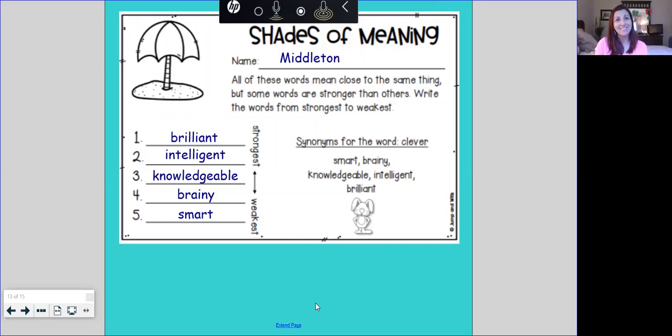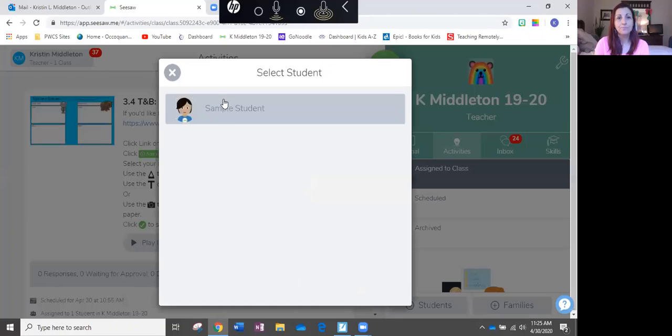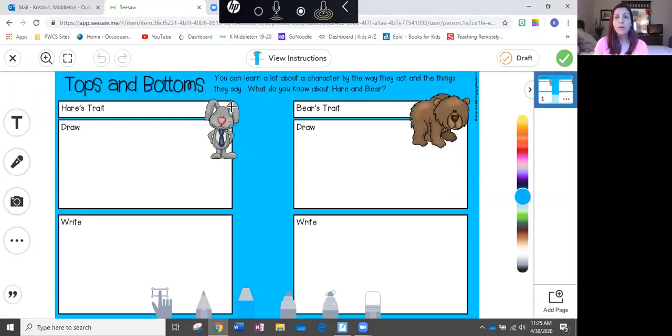Let's take a look at your seesaw activity. All right, today you're going to find 3.4 tops and bottoms character. Like I said, if you want to hear the story again, you can click this YouTube link or you can just search Ani or Ani's House on YouTube on your own. Then click Add Response. Find your name and icon. And there's only one page for you to work on today, okay?